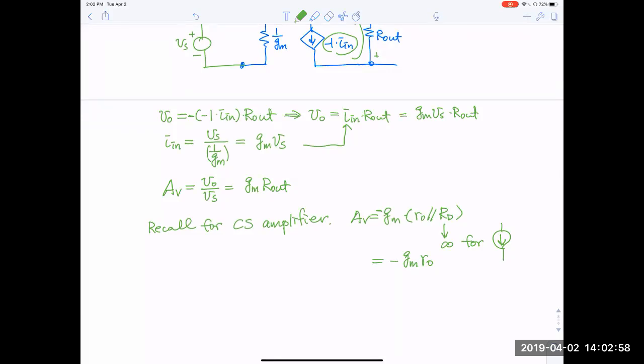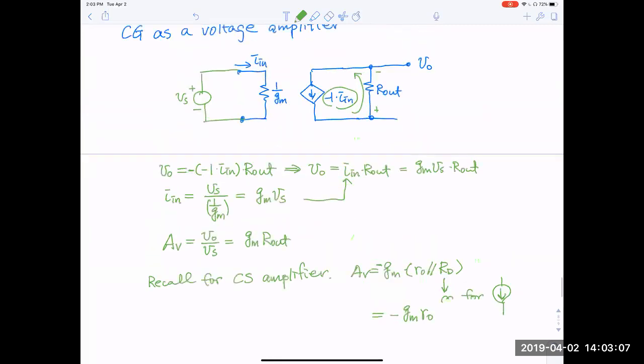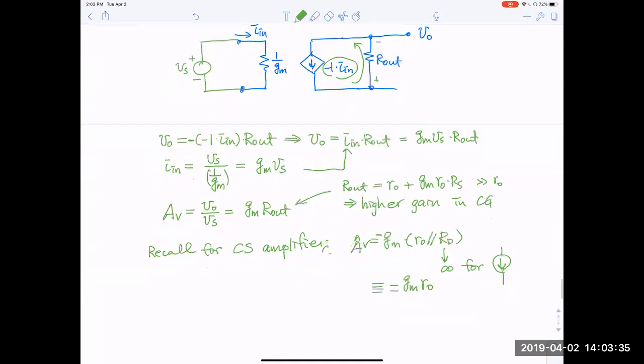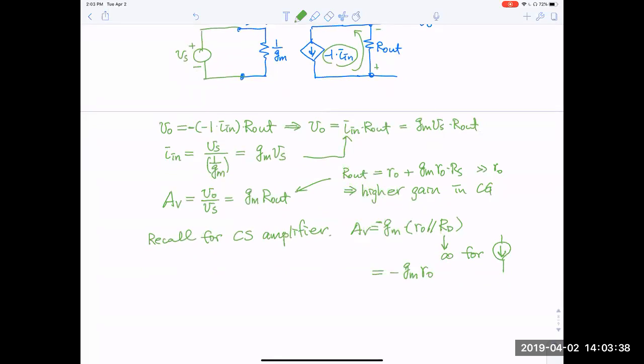So you see there's quite a bit of similarity in these two voltage gains. It's Gm times R out. But the R out in common gate is much larger than R0, because R out here is equal to R0 plus Gm R0 times Rs. So usually this ends up being much greater than R0. So we are able to obtain higher gain in common gate amplifiers compared with the common source amplifier.